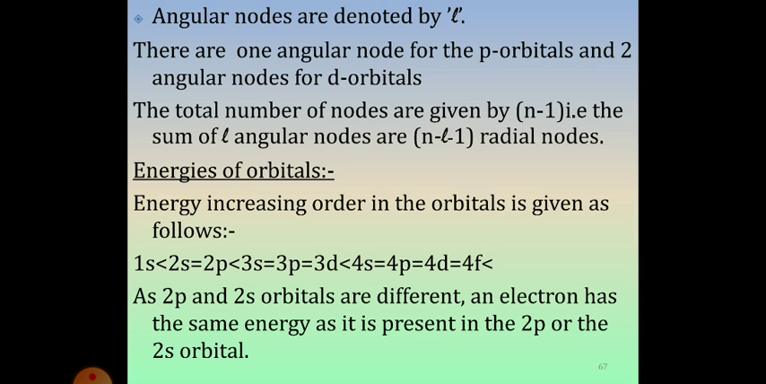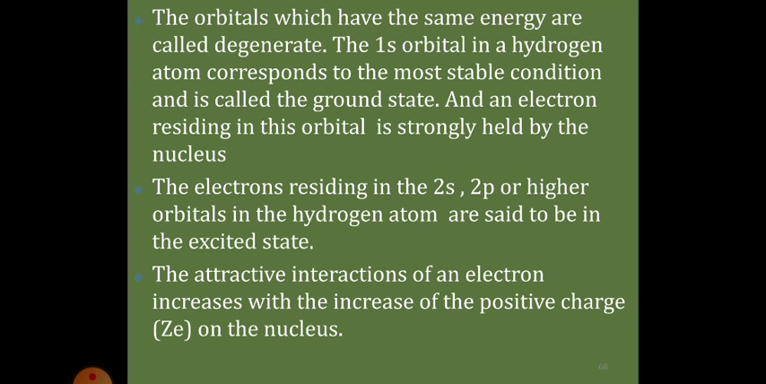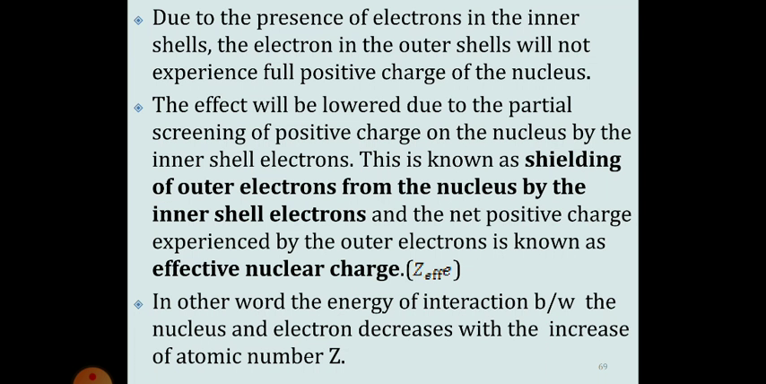As 2p and 2s orbitals are different, an electron has the same energy whether it is present in the 2p or the 2s orbital. Now students, the orbitals which have the same energy are called degenerate. The 1s orbital in a hydrogen atom corresponds to the most stable condition and is called the ground state, and the electron residing in this orbital is strongly held by the nucleus. The electron residing in the 2s, 2p or higher orbitals in the hydrogen atom is said to be in the excited state.